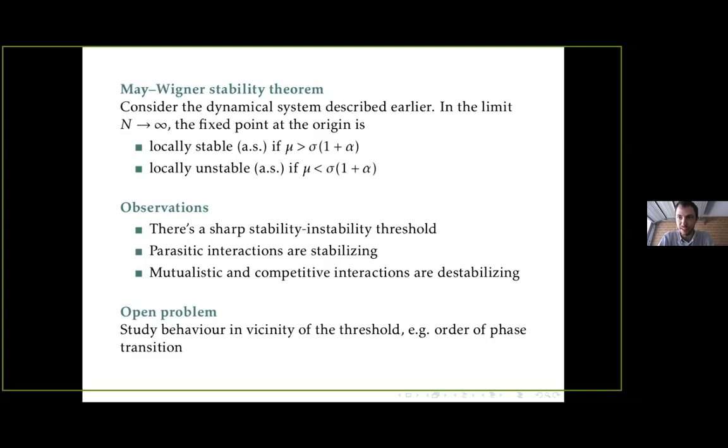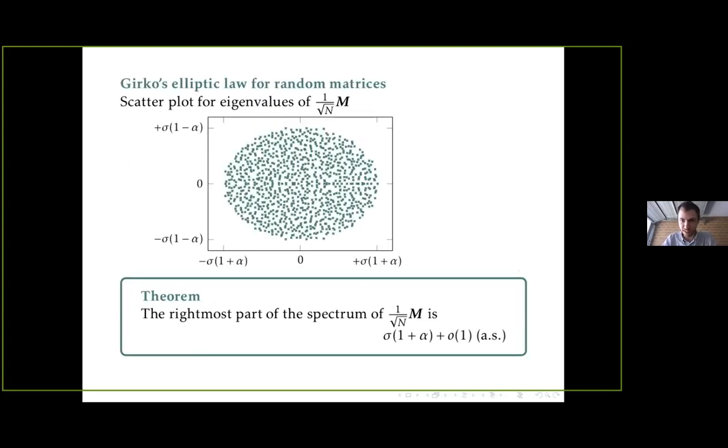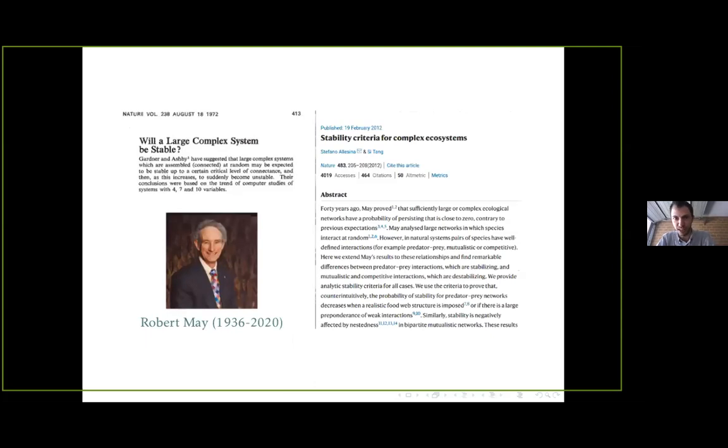Whether or not that is surprising, that is not really for me to say. The authors of the paper on the right here, Lucina and Tan, certainly thought so. You can see here in the abstract that one of the things they emphasize is in fact that predator-prey interactions are stabilizing, and mutualistic and competitive interactions are destabilizing. Anyway.